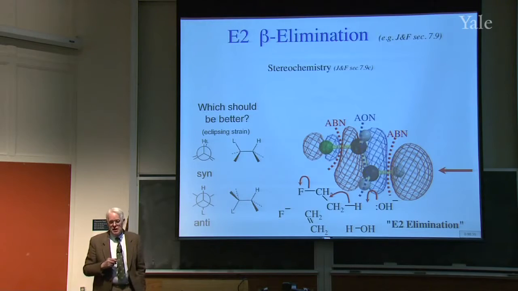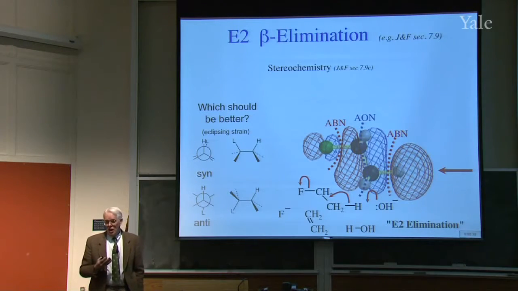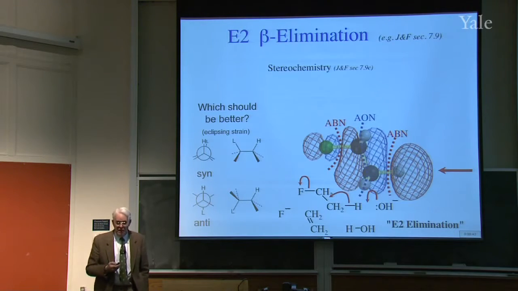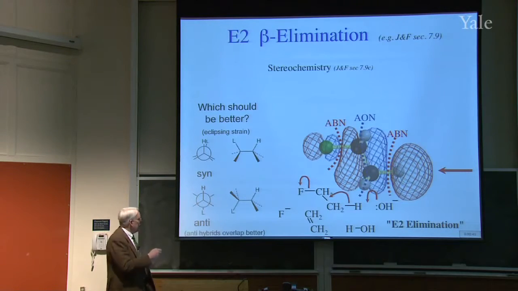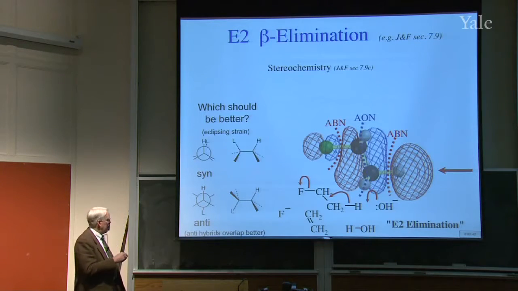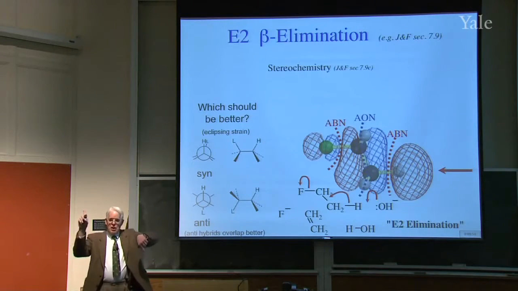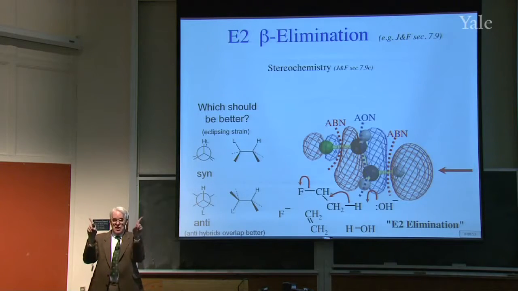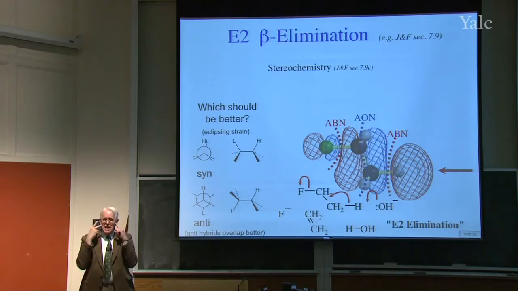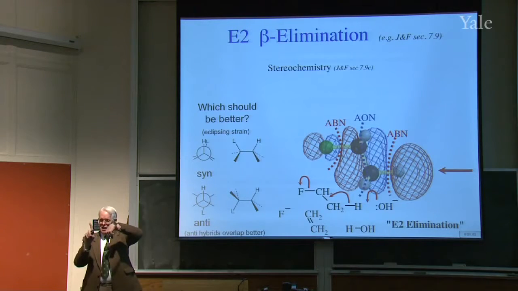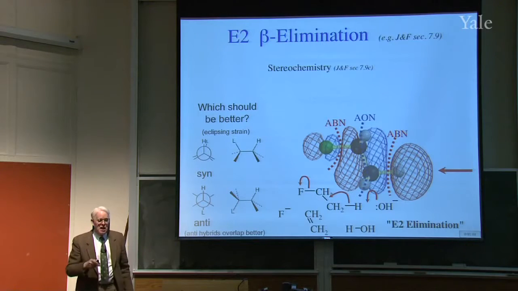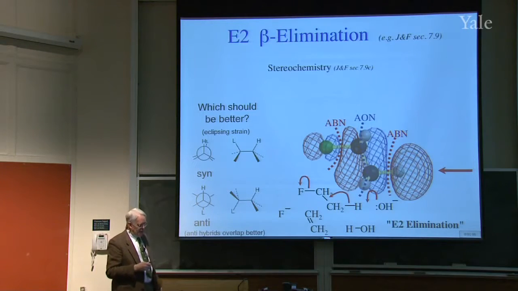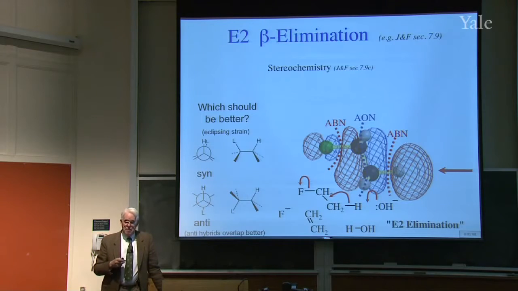Well, of course, the top conformation would involve eclipsing, right? So that would be higher in energy than the anti. And furthermore, it turns out, although we don't have time to talk about it right now, that anti orbitals overlap with one another better than syn orbitals, which seems counterintuitive to me. You'd think when they're like this, they'd overlap better than when they're like that. But in fact, they overlap better when they're anti. So by both accounts, one would expect the anti to be the preferred mode for elimination.